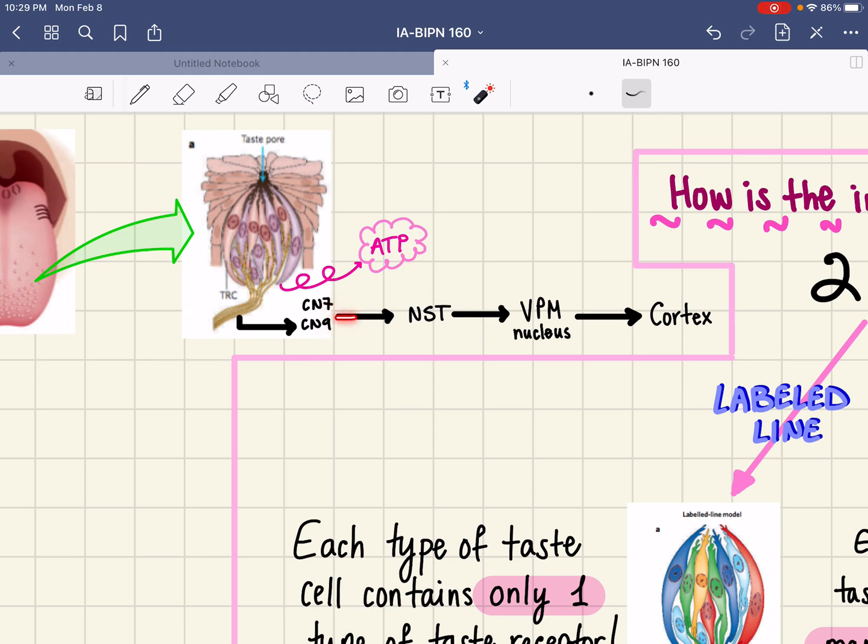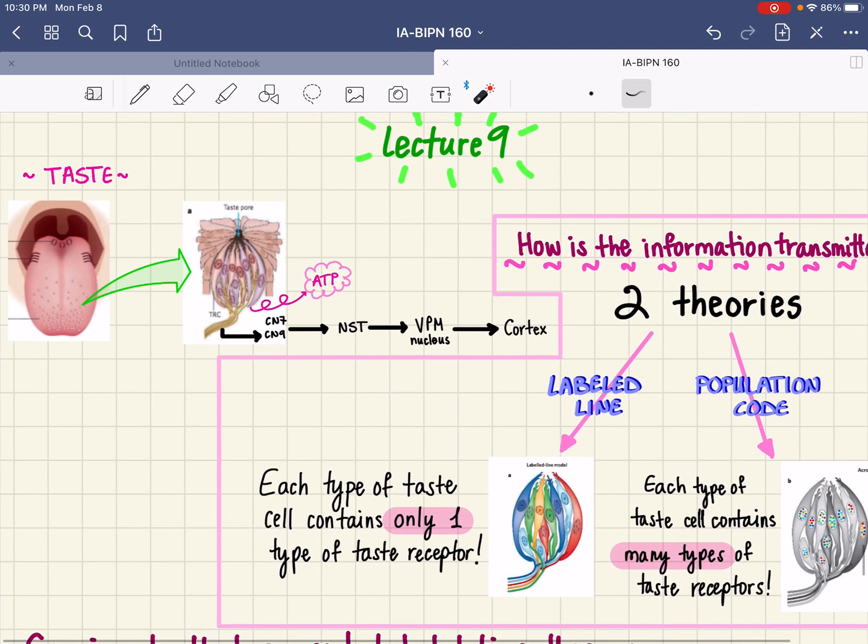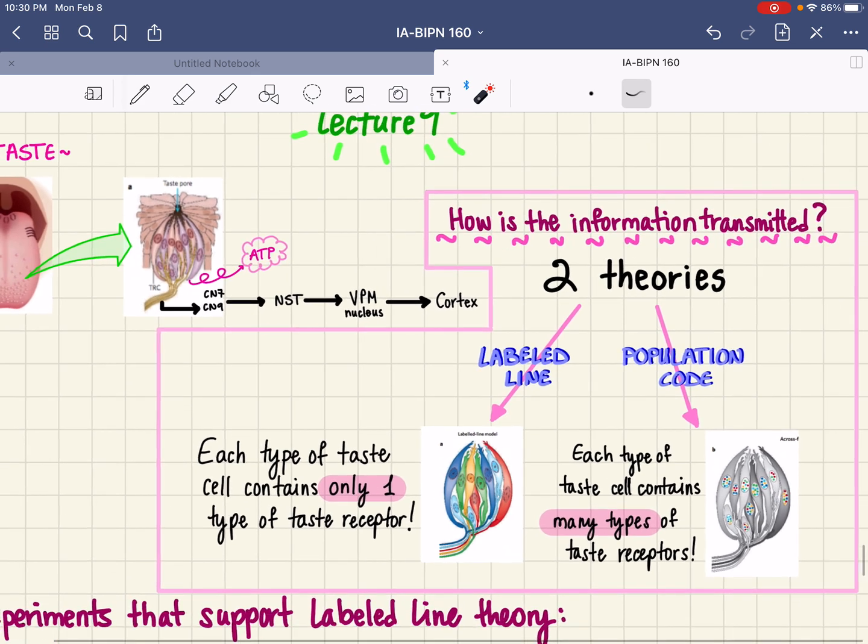Then this stimulus will be sent to the nucleus of the solitary tract. Then the pathway continues to the ventral posteromedial nucleus of the thalamus, and then the pathway continues all the way to the gustatory cortex. Now, how is this information transmitted?